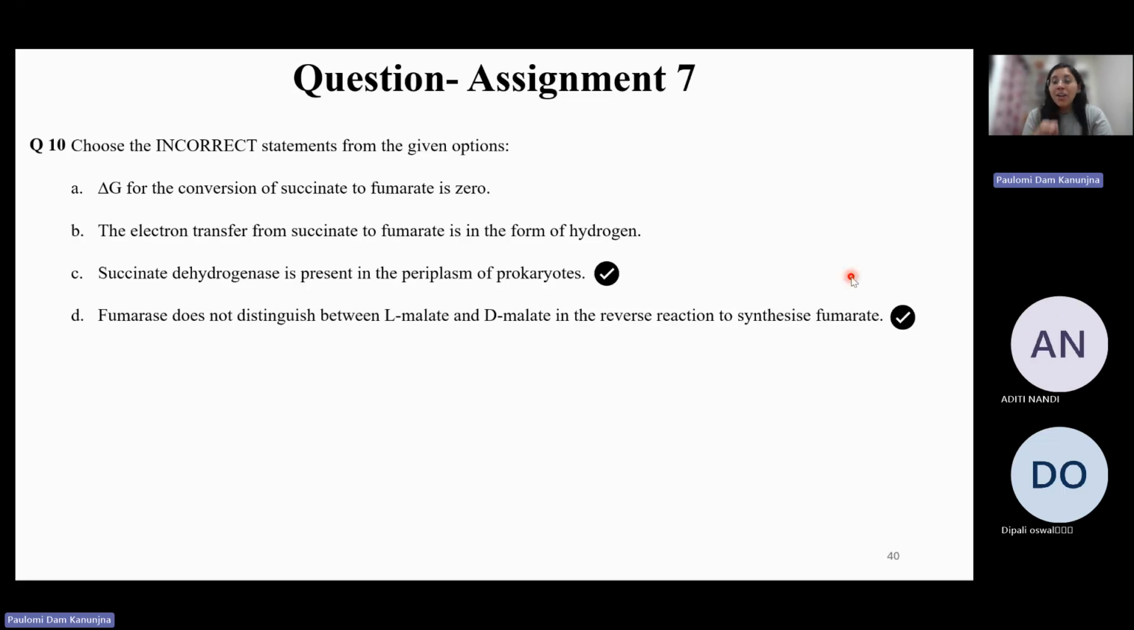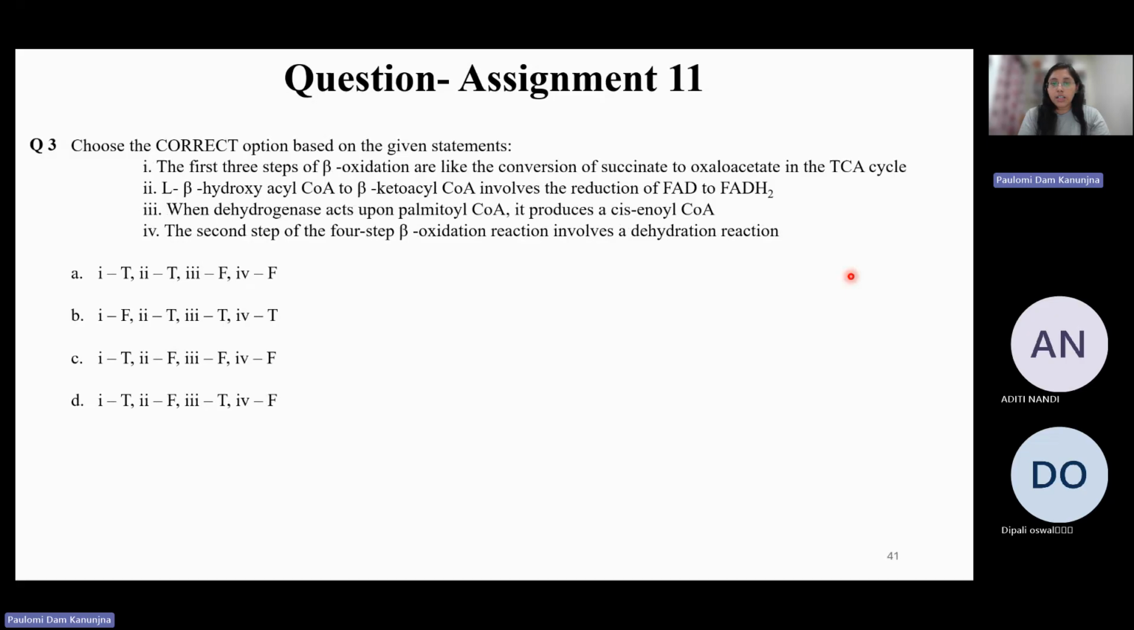Before leaving, I want to give you one small piece of advice. When you are answering, cross-check your question once again. What does your question actually demand? Okay, this one quickly.